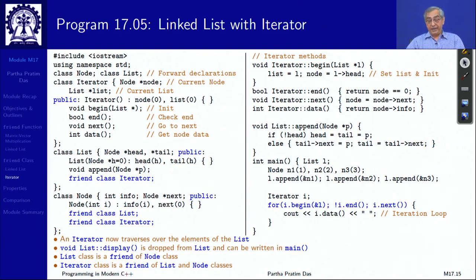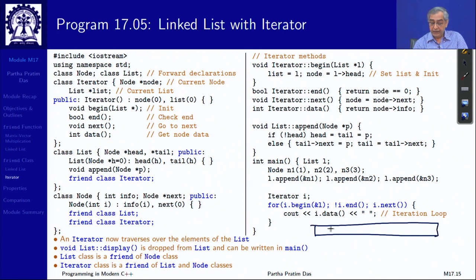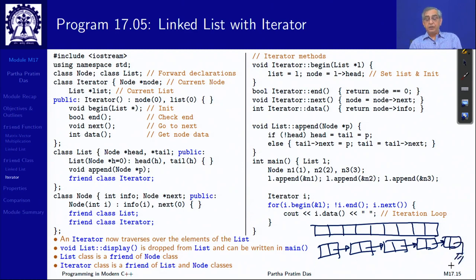Then linked list with iterator. What is an iterator? An iterator is like a for loop. You have any set of elements, it could be an array, it could be a linked list. An iterator is something which has a starting point and an ending marker somewhere, and from the starting point to the end I keep on doing it.